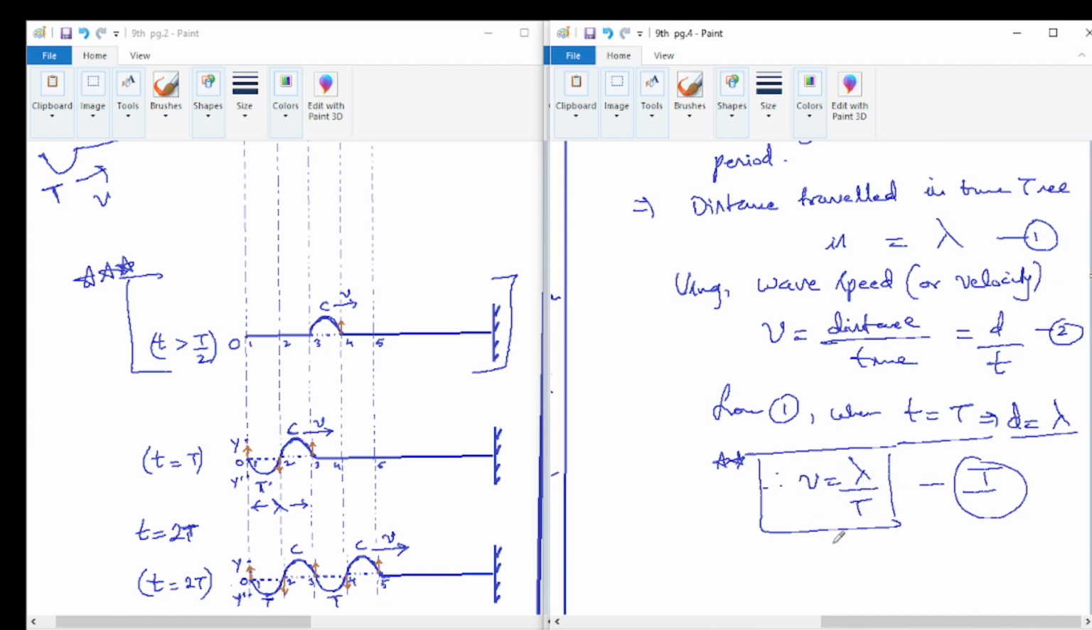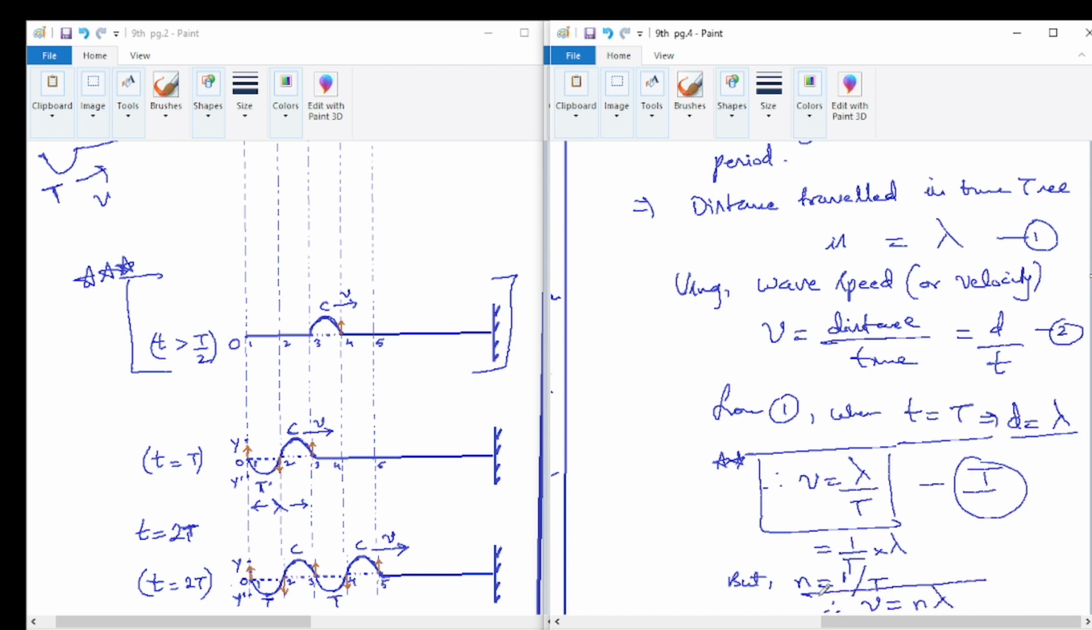The required relation we'll be getting can be obtained in the next step. Write it as simply 1 by t into lambda. And what is 1 by t? Frequency. Already we have seen this. But frequency is what? 1 by t. Substituting this here, in place of 1 by t, we can put n. Therefore, what we get? V is equal to n lambda.